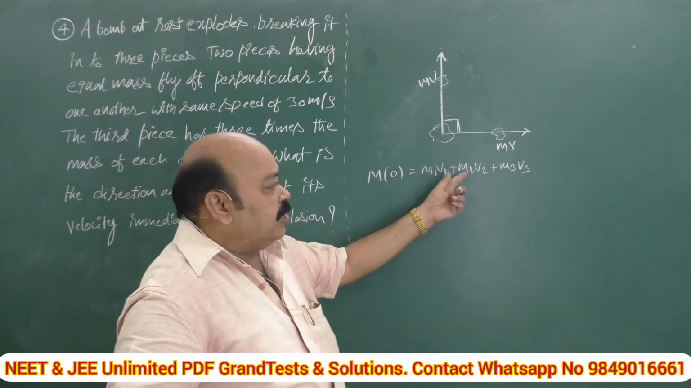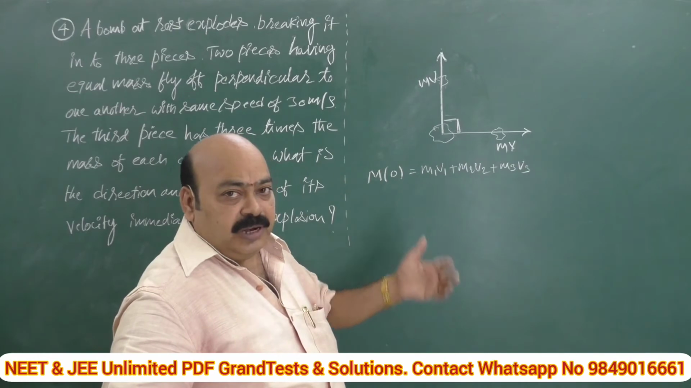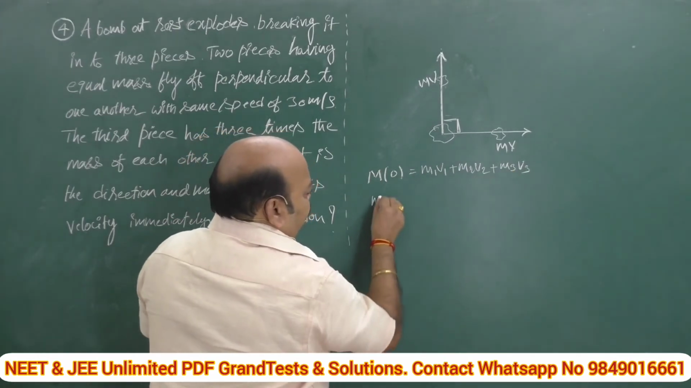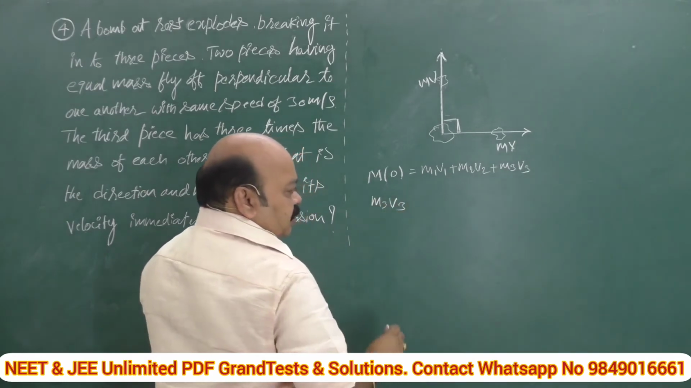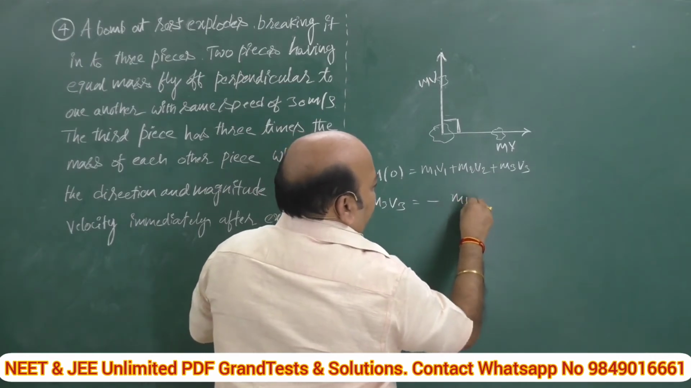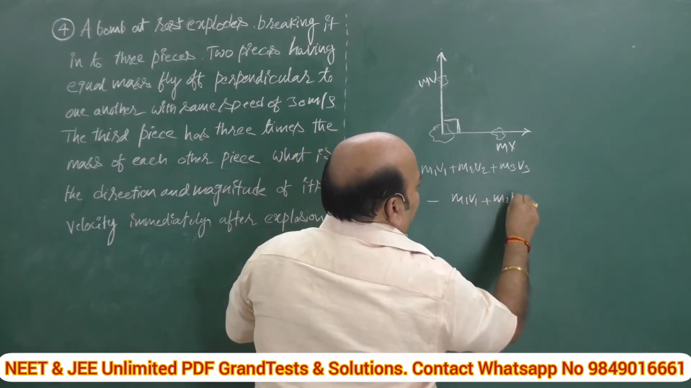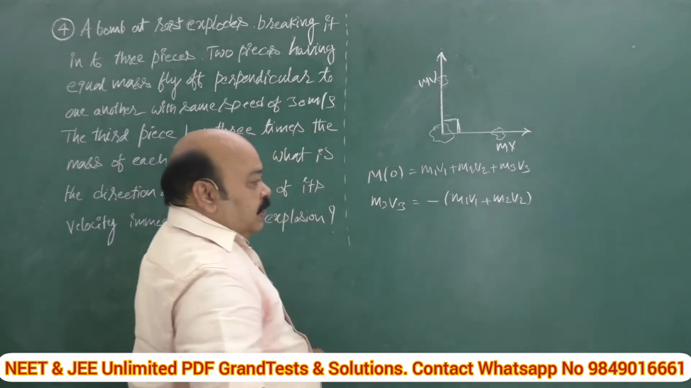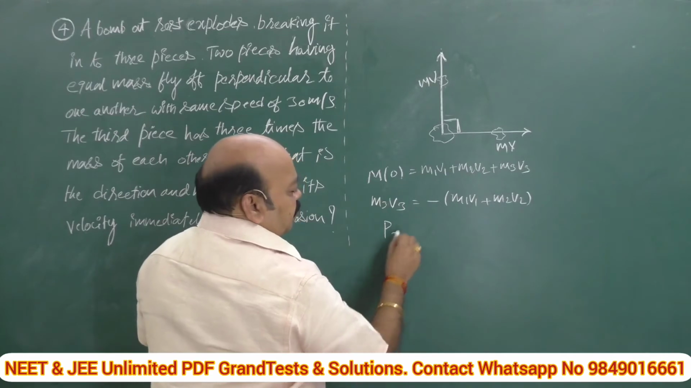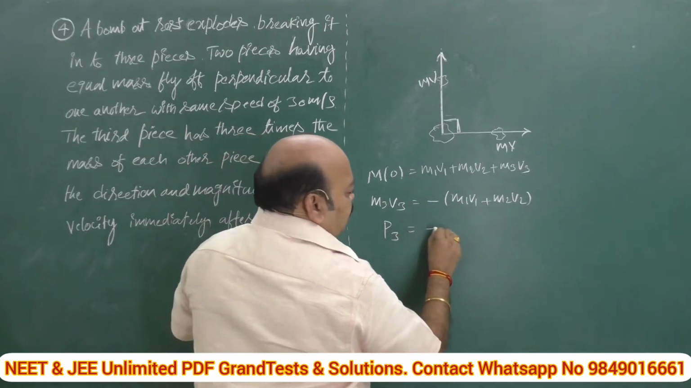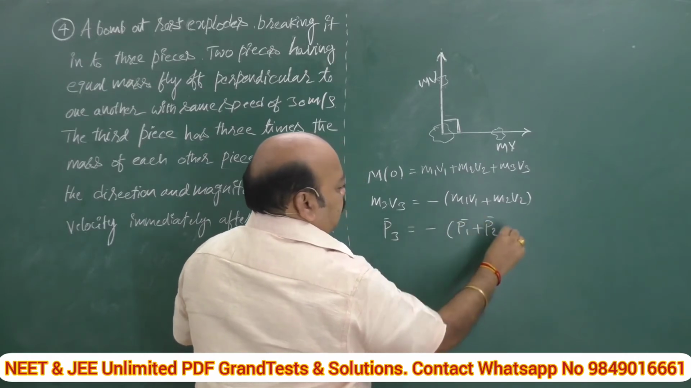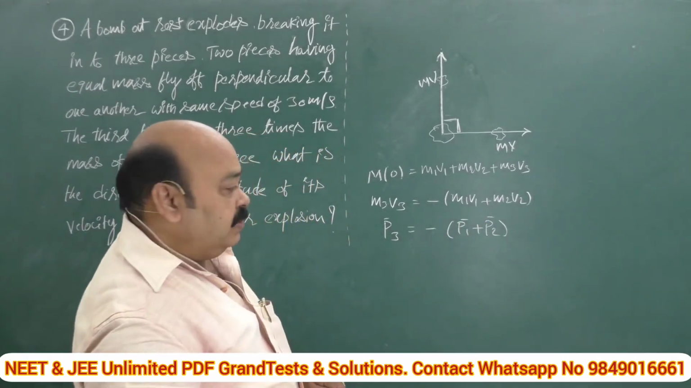Sir, m1 and m2 are the same, sir. That is a different question. We will substitute later. It is nothing but m3 v3 is equal to minus of m1 v1 plus m2 v2. This one. That means the momentum of the third piece is equal and opposite to the sum of the momenta of the two pieces, so I will represent it with vectors also.